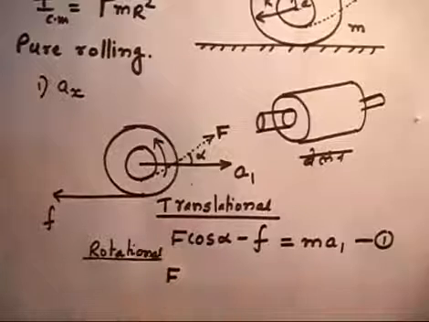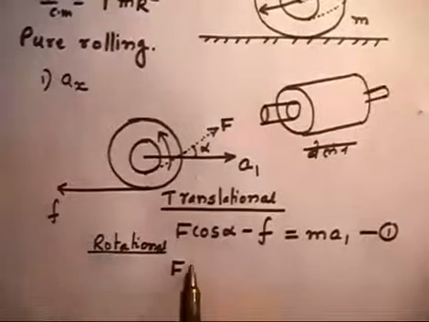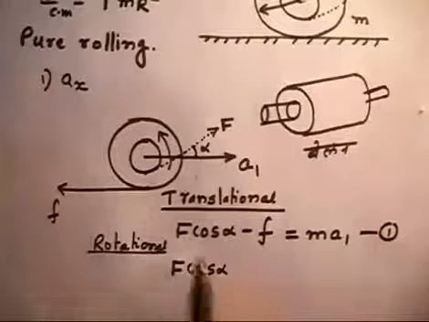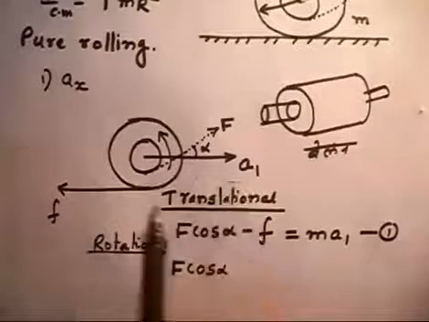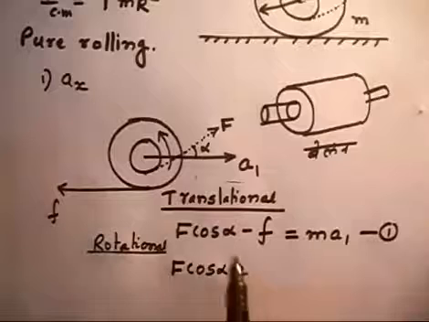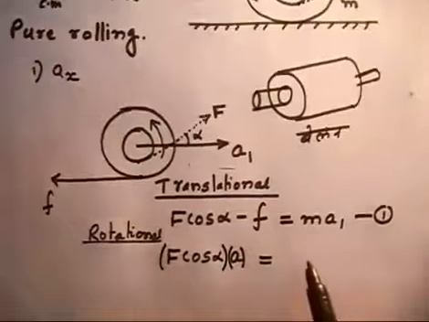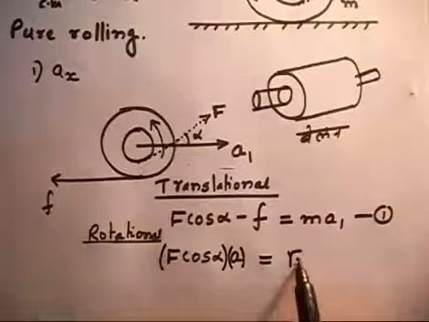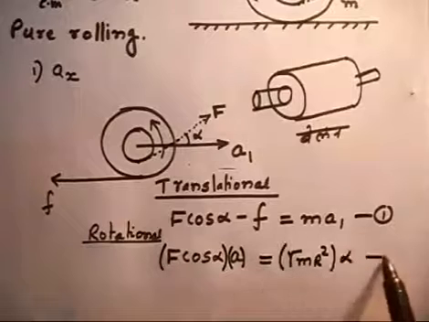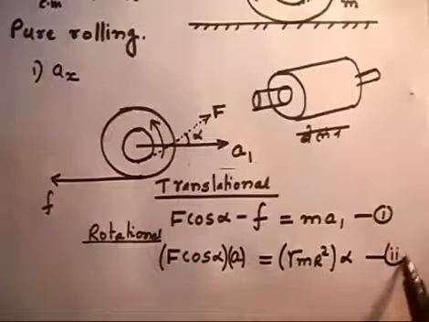So if I write the rotational equation, what will I write? F cos alpha, this is the force in this direction, into a, that is the radius, force into displacement, is equal to I alpha, and I know that is gamma times mr square, into alpha. This is the second equation I will have.